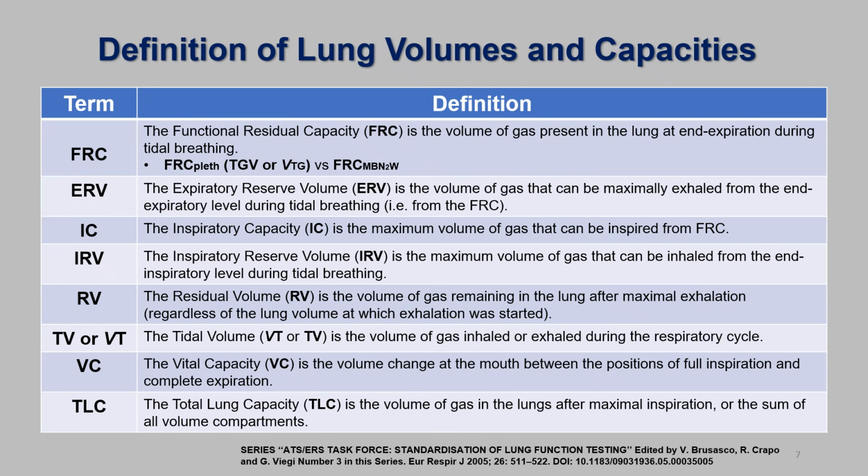The thoracic gas volume, the TGV or VTG, is the absolute volume of gas in the thorax at any point in time and at any level of alveolar pressure. However, when static lung volume measurements are made, the VTG is obtained at resting end expiration, in other words, the FRC. The vital capacity, VC, is the volume change at the mouth between the positions of full inspiration and complete expiration. And TLC refers to the volume of gas in the lungs after maximum inspiration, or the sum of all volume compartments.